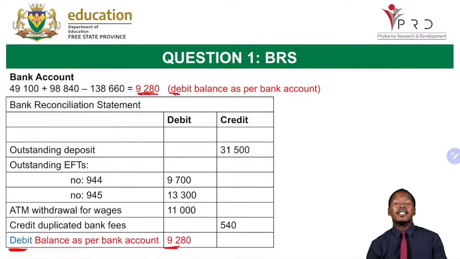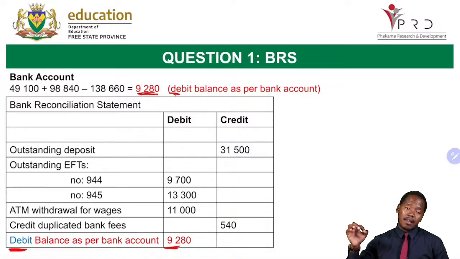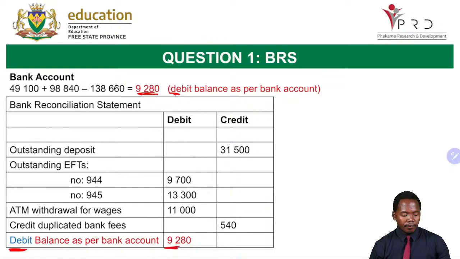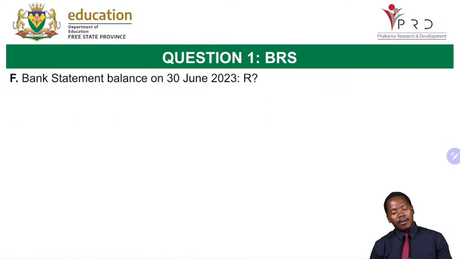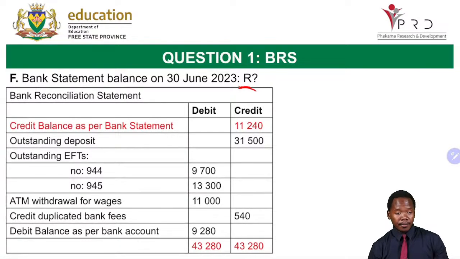And then we record it on the debit side. If the amount was on the credit side, we were going to say credit balance as per bank account, and then record it on the credit side. Now, last transaction, the bank statement balance on 30 June 2023 reflected a question mark. How do we do this now?